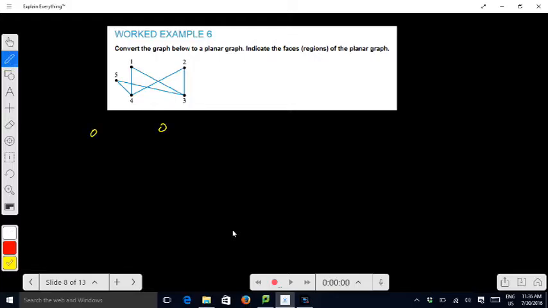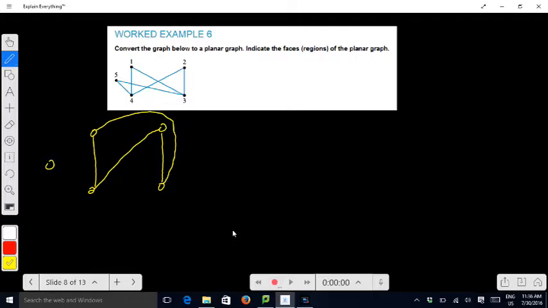So we've got 1, 2, 3, 4, and 5. We've got a connection between 1 and 4. We've got 1 to 2 and 3. There's one that goes from 2 to 4. Now this one that goes from 1 to 3 crosses 2 to 4. So I actually want to go around the outside so that it doesn't cross.